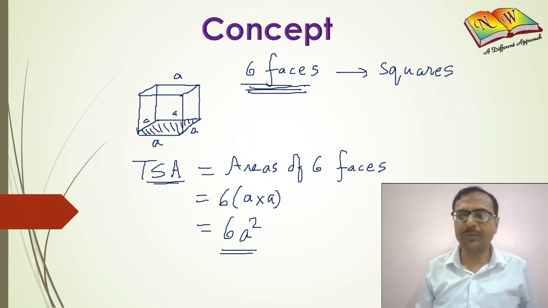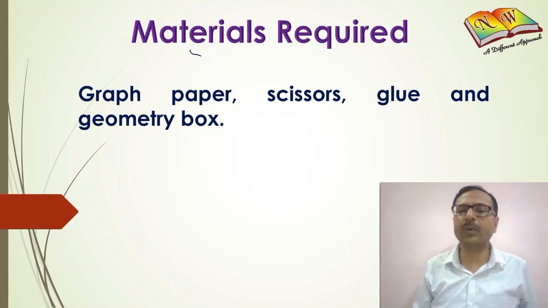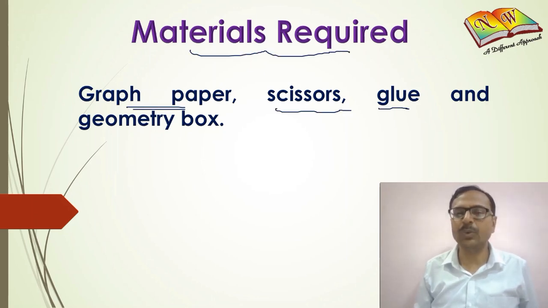Let's see how we can derive this formula using the activity, and the material required for this activity is graph paper, scissors, glue and geometry box. Let's now perform this activity of finding the total surface area of a cube.